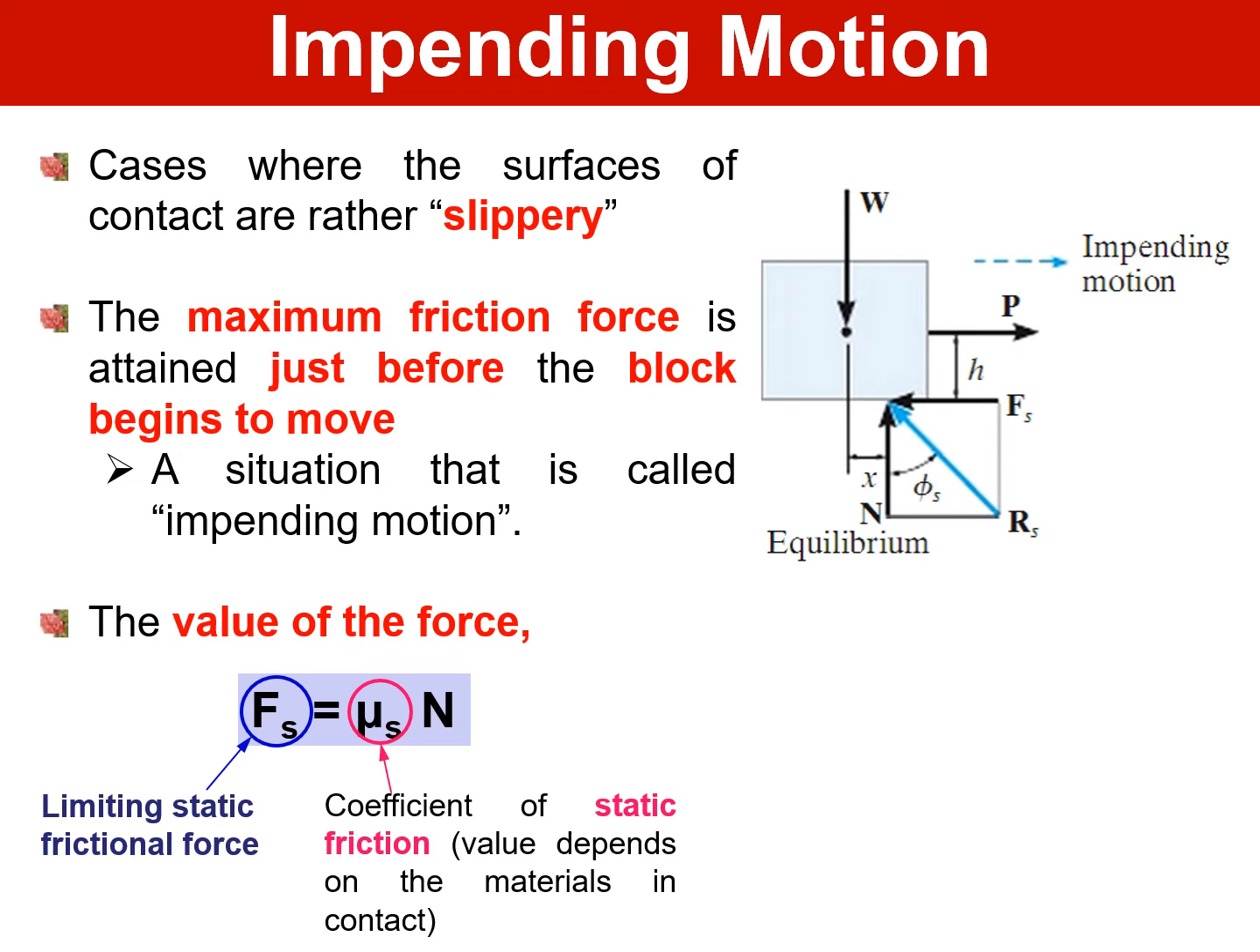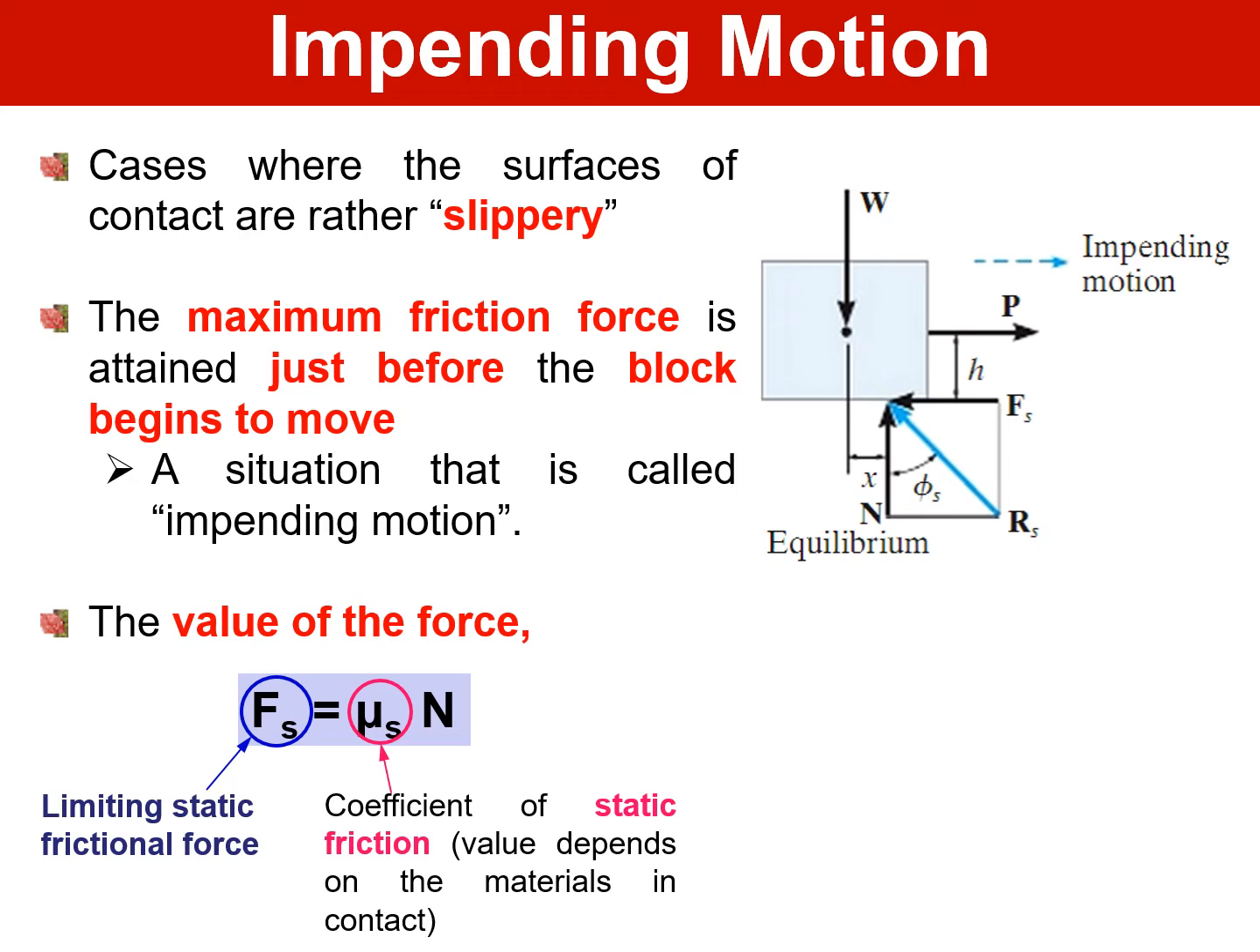Okay, so what is impending motion? It covers cases where the surfaces of contact are rather slippery, meaning the box or the body is going to move. The maximum friction force is attained just before the block begins to move. When the body starts to move, it is called impending motion, okay.